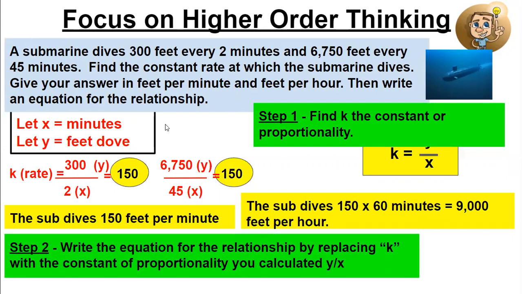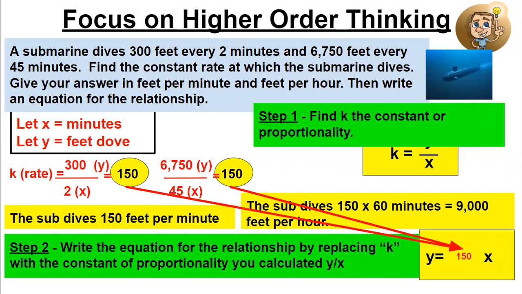So step 2, we're going to write the equation for the relationship. We're going to replace k in our equation with 150. So y equals kx, replace k with 150. There's your equation, y equals 150x.